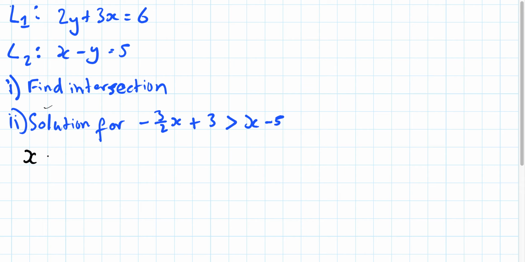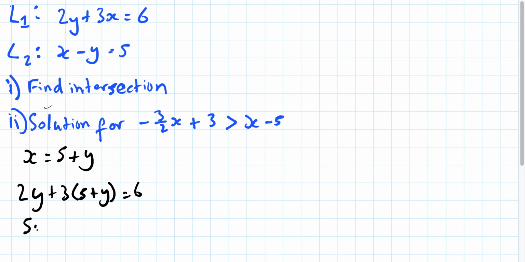So I'm going to change my second equation into x equals 5 plus y, and then I'm going to substitute that into my first equation. So I've got 2y plus 3(5 plus y) equals 6. Expand that out. 2y add 3y is 5y, add 15 equals 6. Therefore y equals minus 9 over 5, taking the 15 over and then dividing by 5. Substitute that into here.